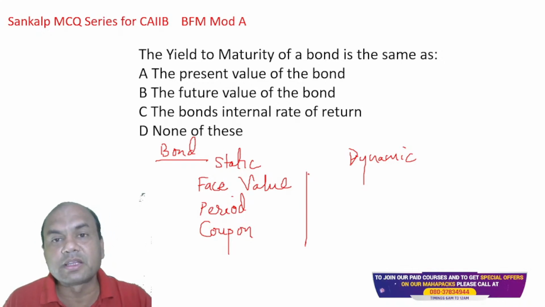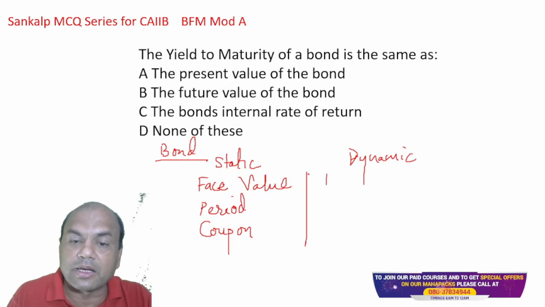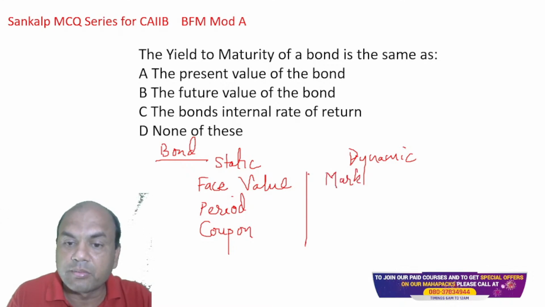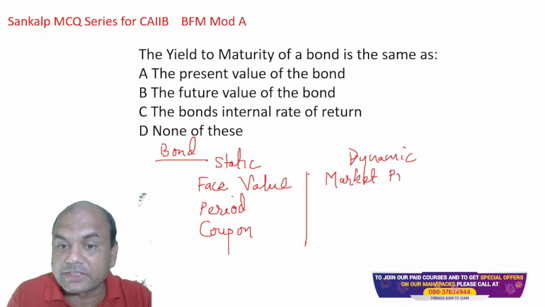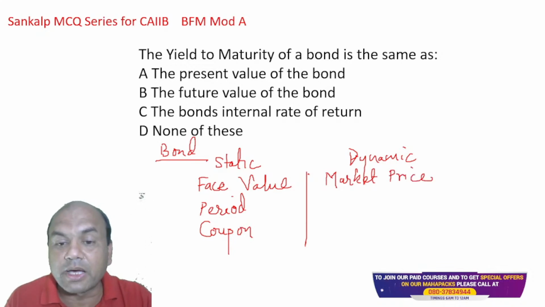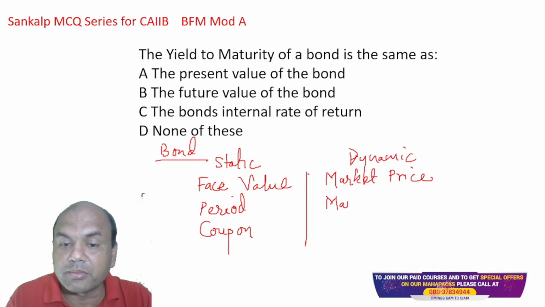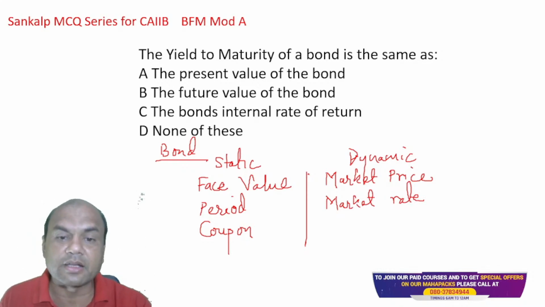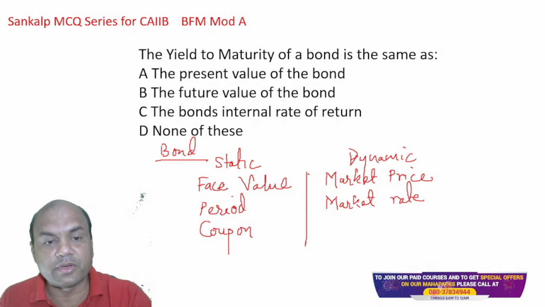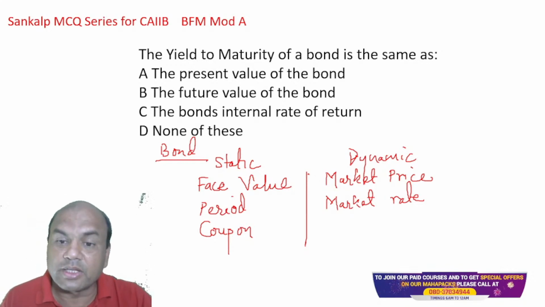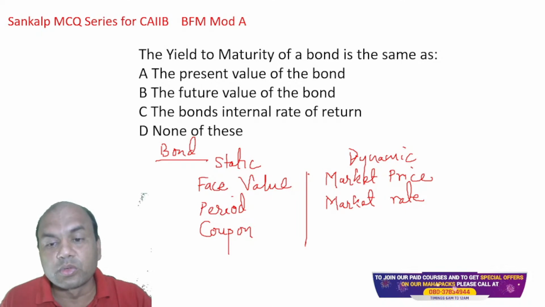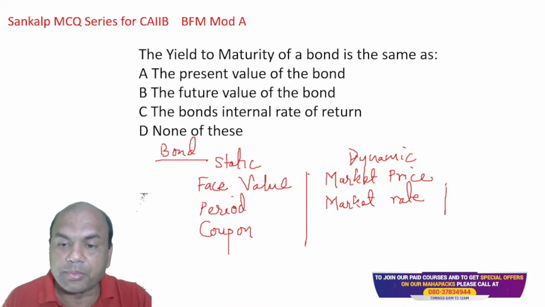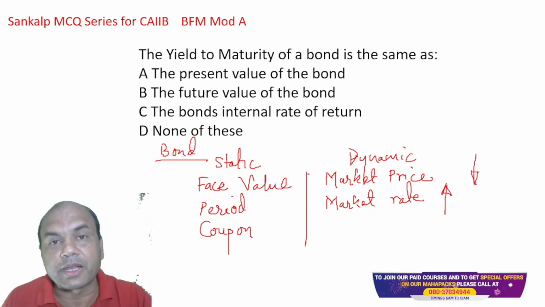Which are the dynamic ones then? Dynamic means first one is market price, the price of the bond. And second one is market rate. Both are market. So these 2 are dynamic. Now what do you mean by dynamic? Understand the term. Dynamic means both of them will change. Now there is a rule to this. The rule is: if the market rate goes up, the price will go down.